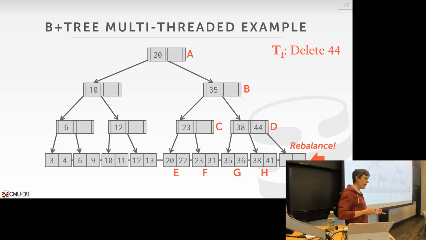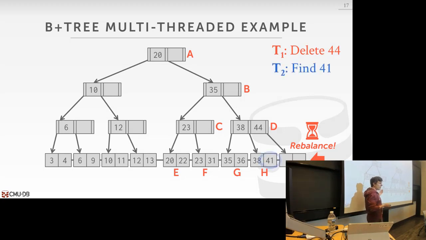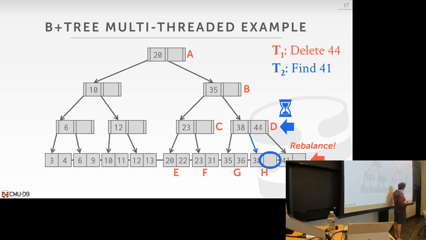But let's say before we can do that rebalancing, the OS swaps out our thread, and we get stalled, and now another thread starts running. That other thread wants to do a lookup to find key 41, right down here at the bottom. So it does the same thing. It starts traversing the tree, gets down to this point here, looks at the separator keys and figures out, oh, I want to go to this node. But then the OS stalls this thread and switches back to our first thread, and the first thread moves 41 over. Now when my other thread starts running again, I get down here, and the thing that I thought was there is no longer there.